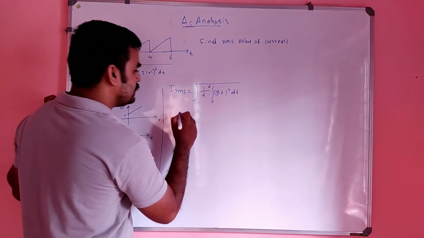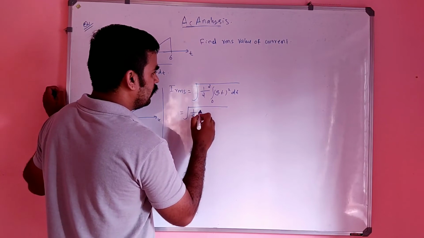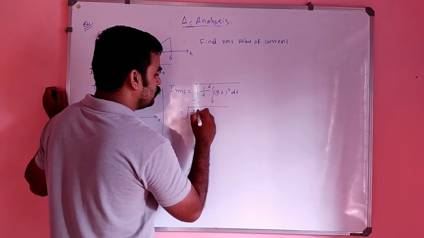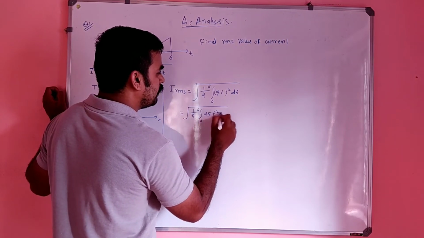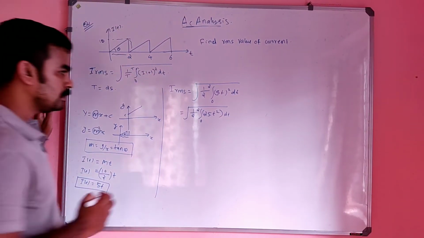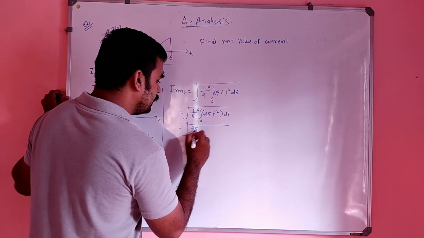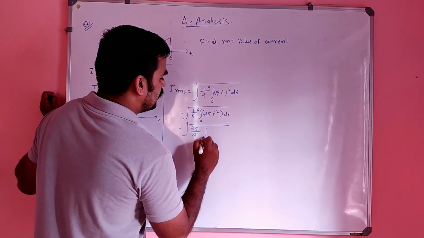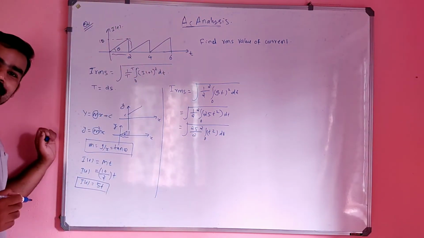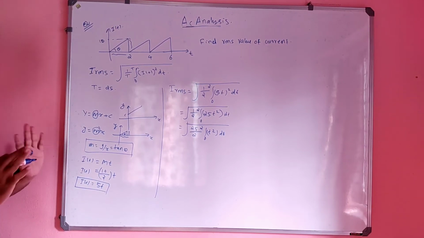Yes. So which is equal to root of 1 by 2, phi t square means 25 t square, integral 0 to 2, 25 t square dt. Is it correct? So which is nothing but root of 25, you can take it outside, that is 25 by 2 integral 0 to 2 of t square dt. Up to this, I think it is clear now.